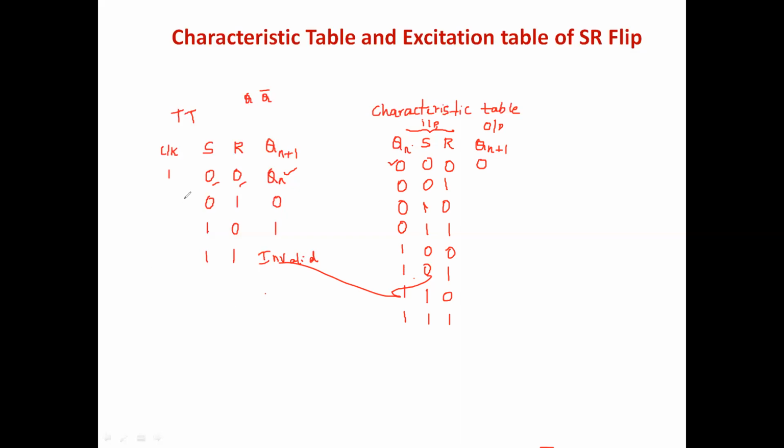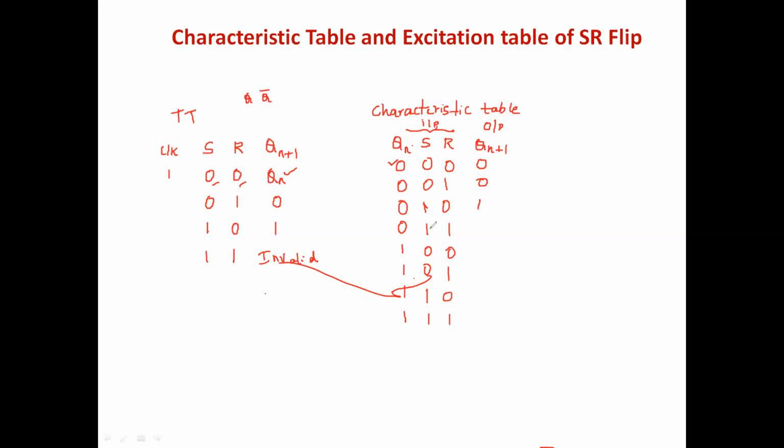Here when S is equal to 0, R is equal to 1, I no need to worry about the previous state. Irrespective of the previous state, output will be 0. So output is 0. When S is equal to 1, R is equal to 0, check the truth table. Irrespective of the previous output, the output is high. So the output is 1.